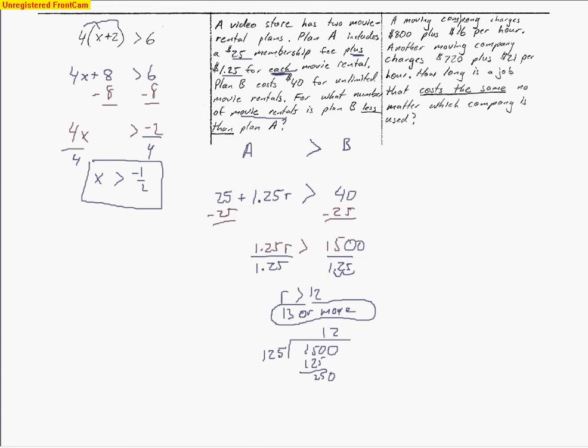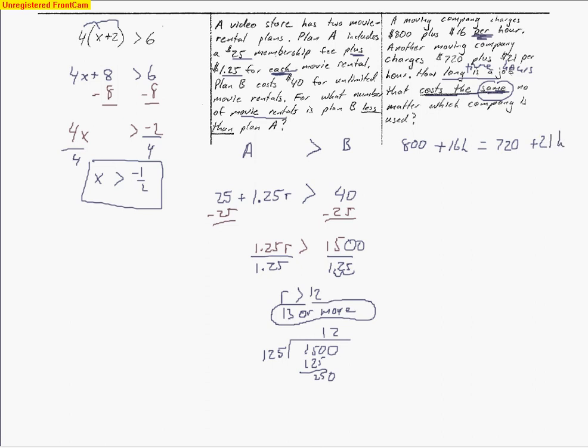A moving company charges $800 plus $16 per hour. Again, you see that word per or each. Typically, that's your variable. Go back into the question. How long is the job until the company is charged the same, no matter which company is used? So how long, they're talking about time here. So they're talking about hours. And so definitely, this is where a variable goes. And so since it's the same, we're going to set them equal. And the other company charges $720 plus $21 per hour.